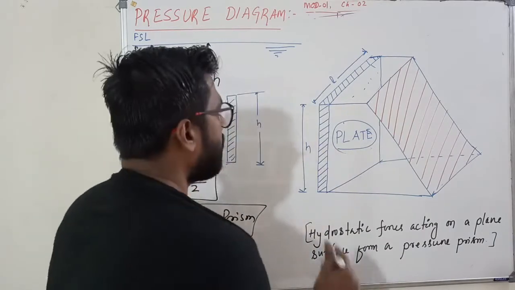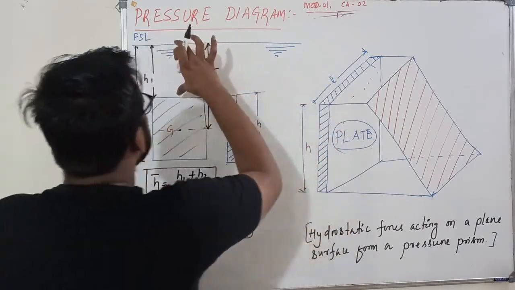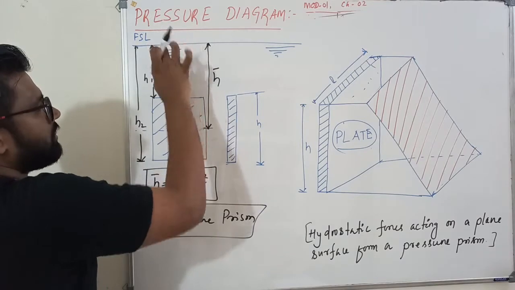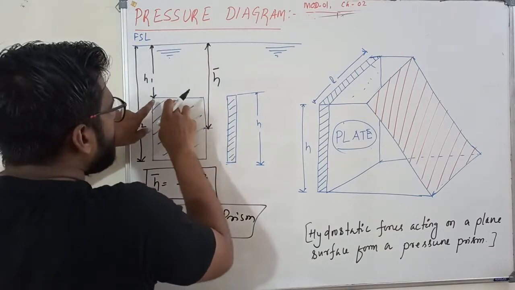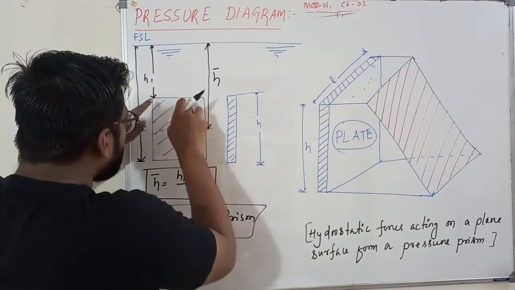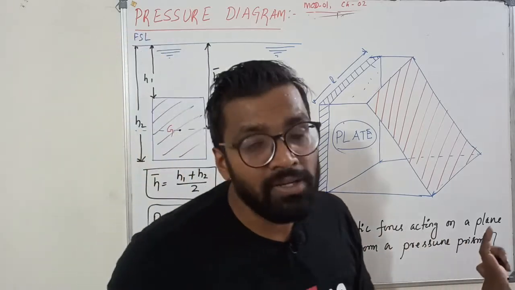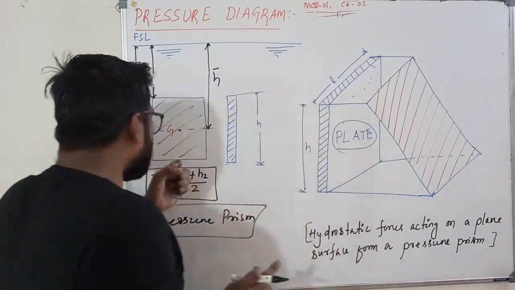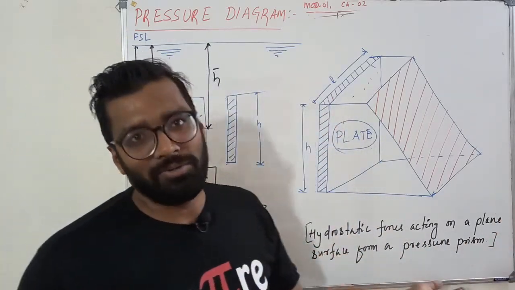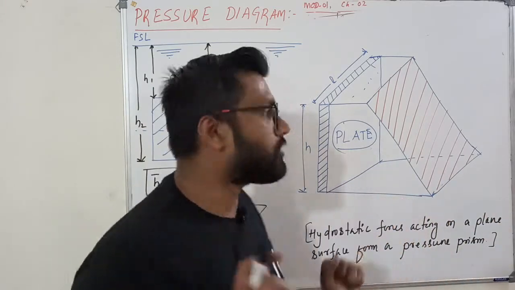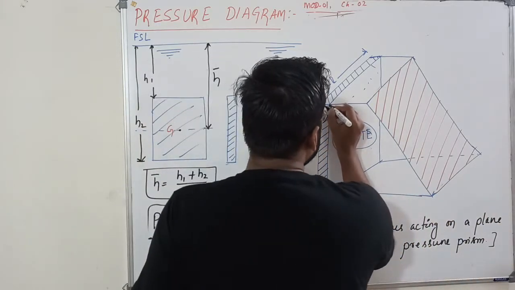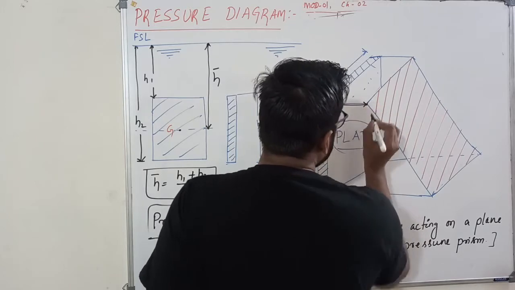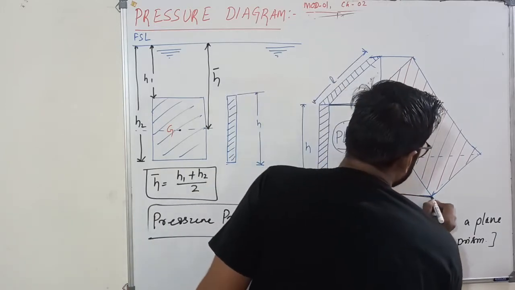Now concentrate. This is at a distance of h1 from the free surface. What will be the pressure acting here? Sir, rho g h1. What will be the pressure acting at the bottom? Sir, rho g h2. Last class I told you how we draw the intensity of pressure diagram. Sir, we show the arrow marks.